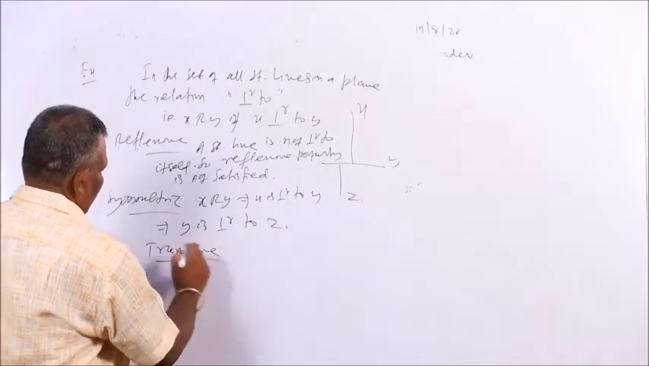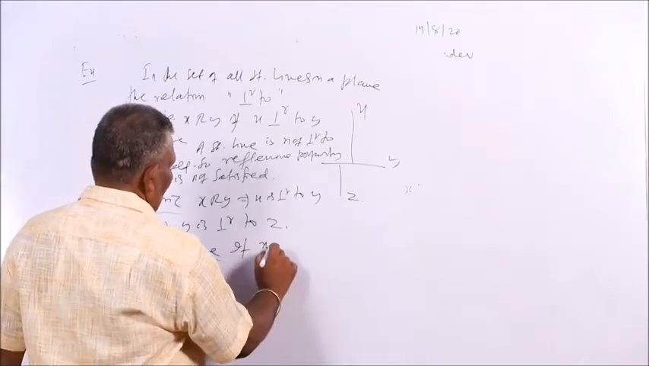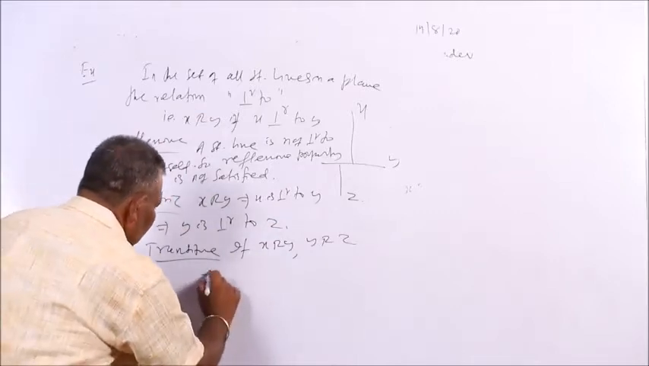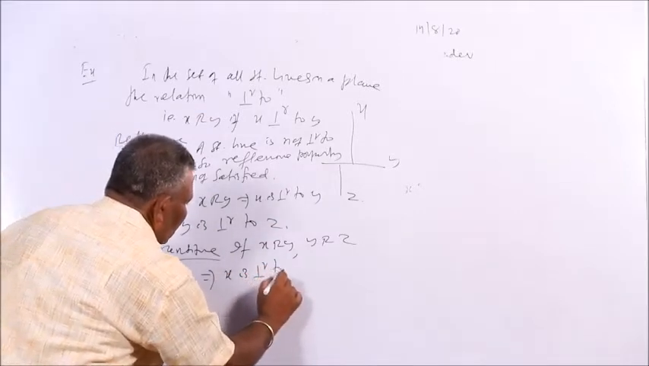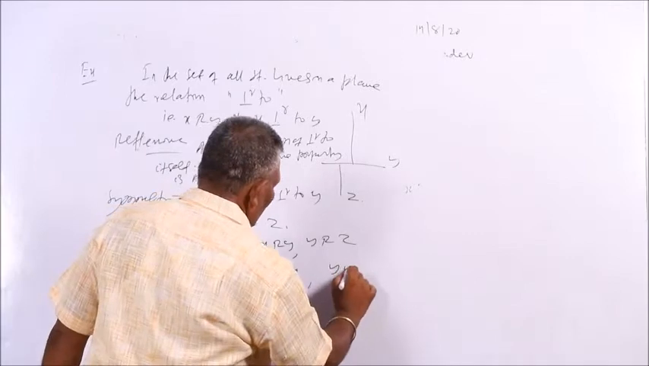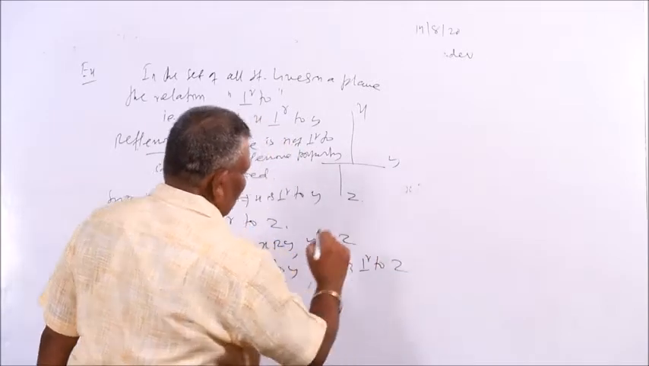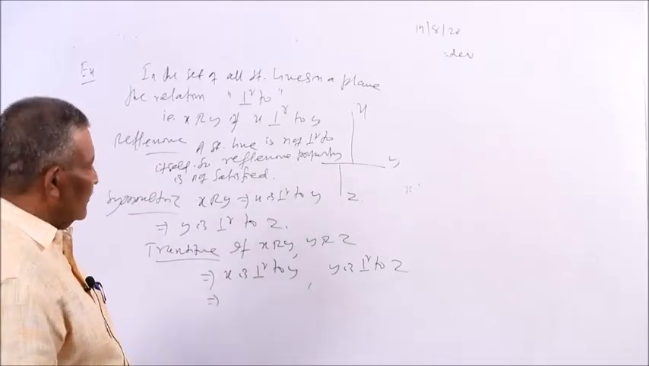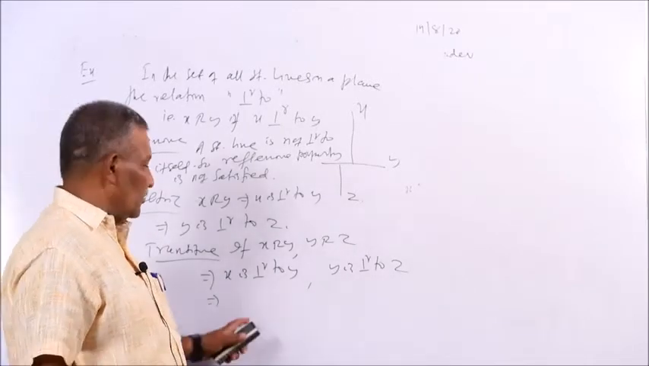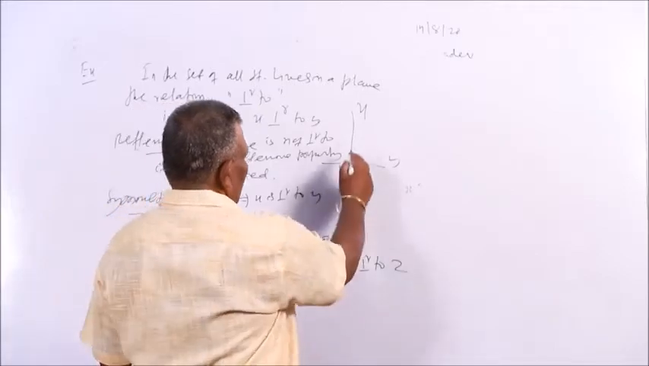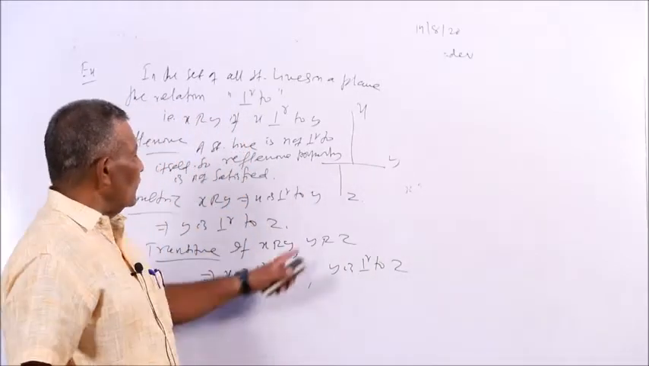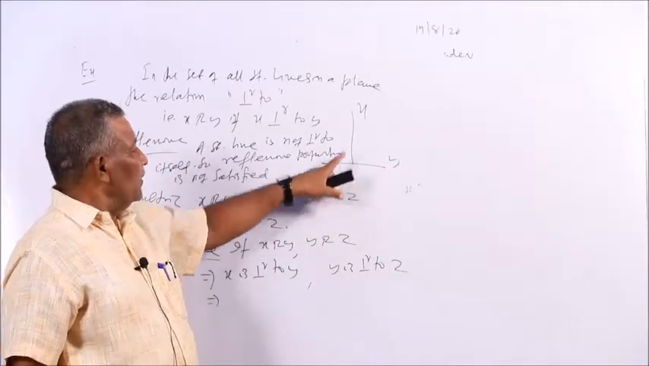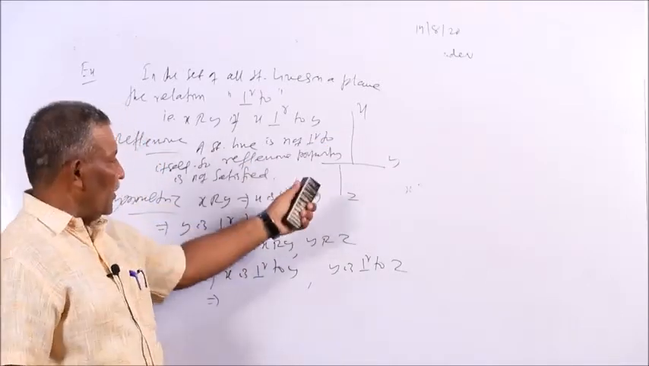Transitive. If X is related to Y and Y is related to Z, that is X is perpendicular to Y and Y is perpendicular to Z, that implies X may or may not be perpendicular to Z. In this case, X is perpendicular to Y, Y is perpendicular to Z, but X cannot be perpendicular to Z. It may be parallel to Z.